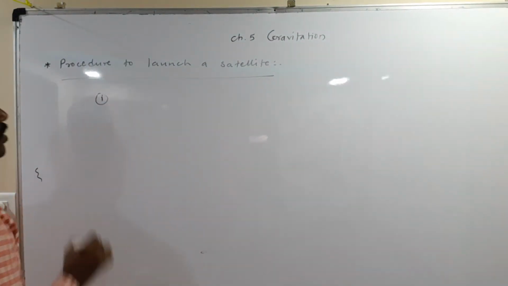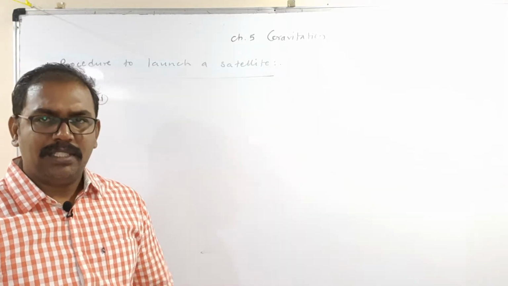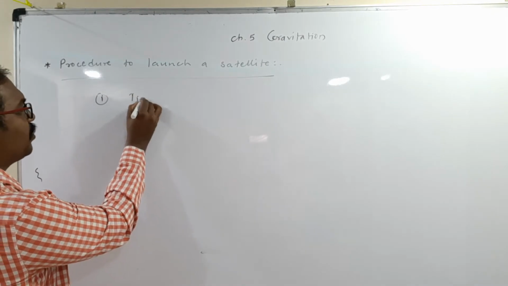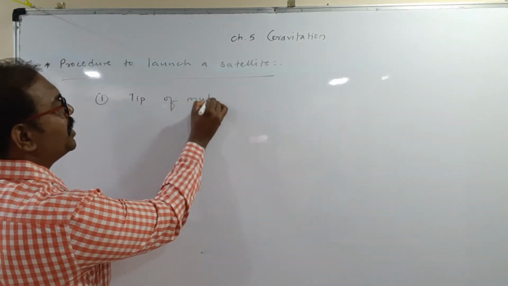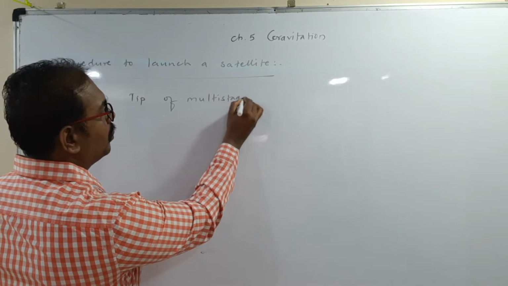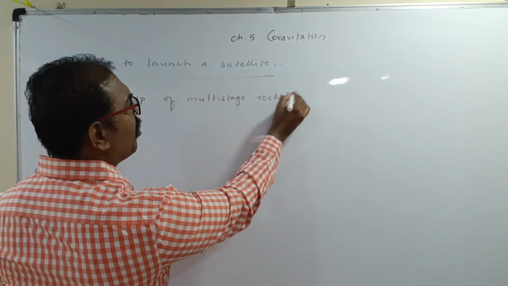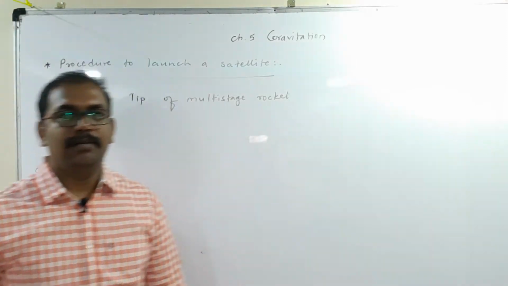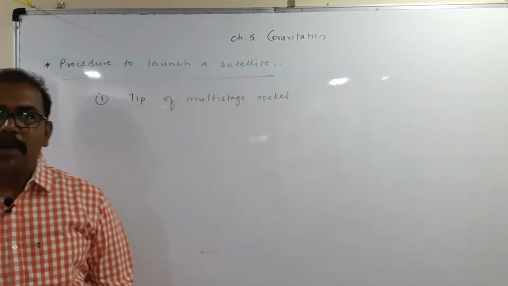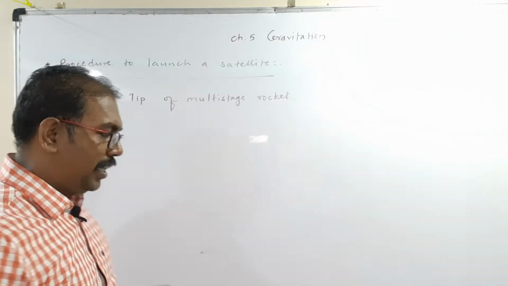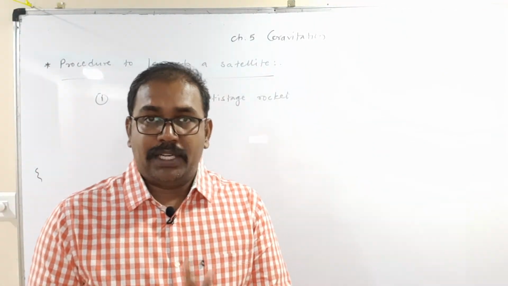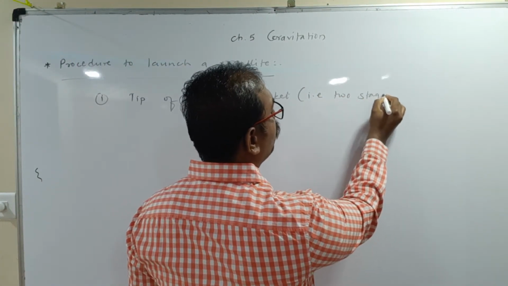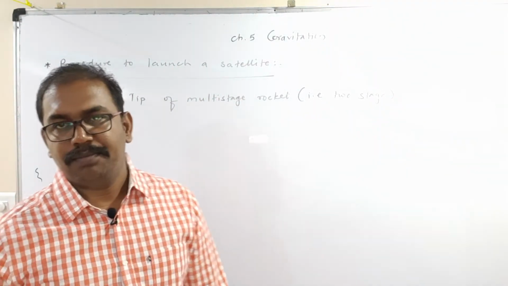Initially, first, the satellite is placed on the tip of a multi-stage rocket. Multi-stage rocket means a rocket which has more than one engine. Now the satellite is placed on the tip of the multi-stage rocket. Here, for simplicity, we are considering only two stages, meaning a rocket with two engines.